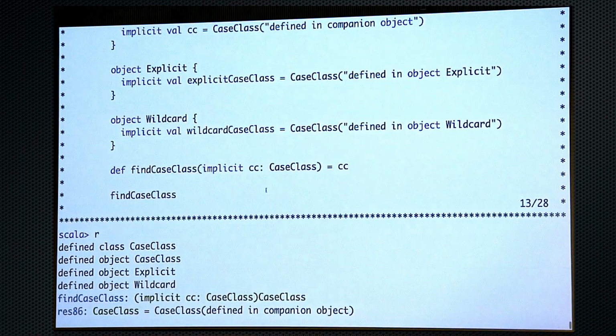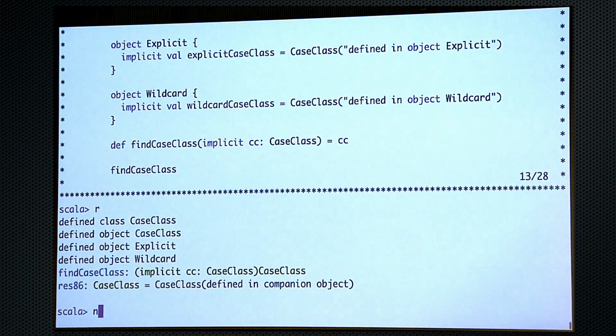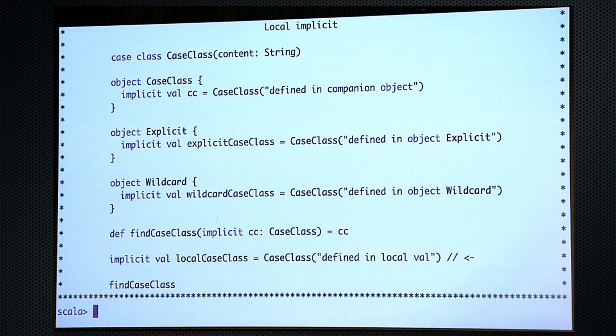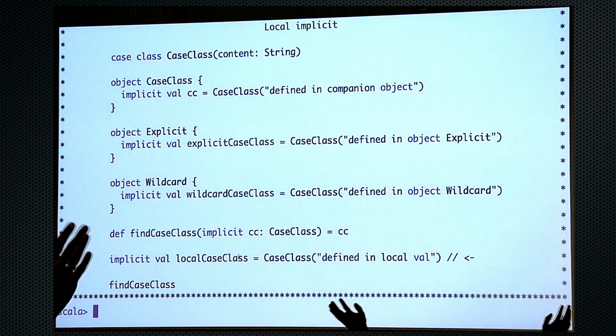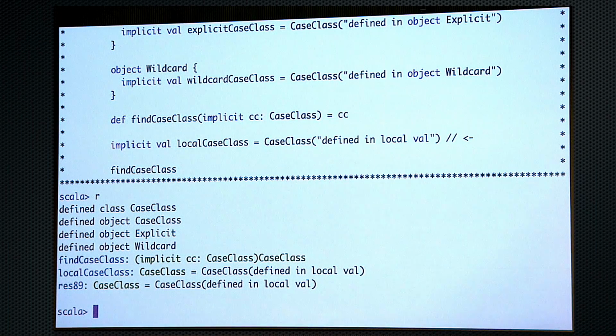This is because at the moment there is nothing in the local scope with a simple name. So it will start looking in the companion object of the types that are involved here, and in this case, it's case class. Now, what happens if we do this? What did I change? I define a local case class here, also implicit. So we need an extra hand for this: companion object, explicit, wildcard, and the local one. What do you guys think? Yeah, amazing. Let's see. Yeah, it is the local one. Good job.